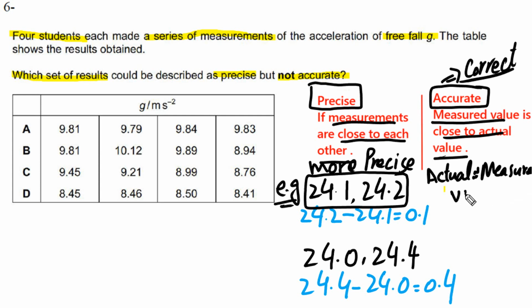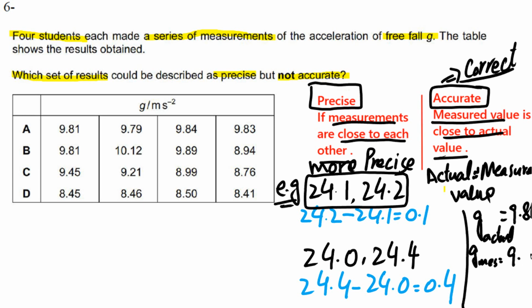So what exactly does it mean? Let me give you one simple example. As you can see, this one is the actual value of g. The actual value of g is equal to 9.81. Let's say we got two measurements. We got measured values, which I will just write as MES. Let's say one is 9.7 and the other one, to make it simple, is 9.6.